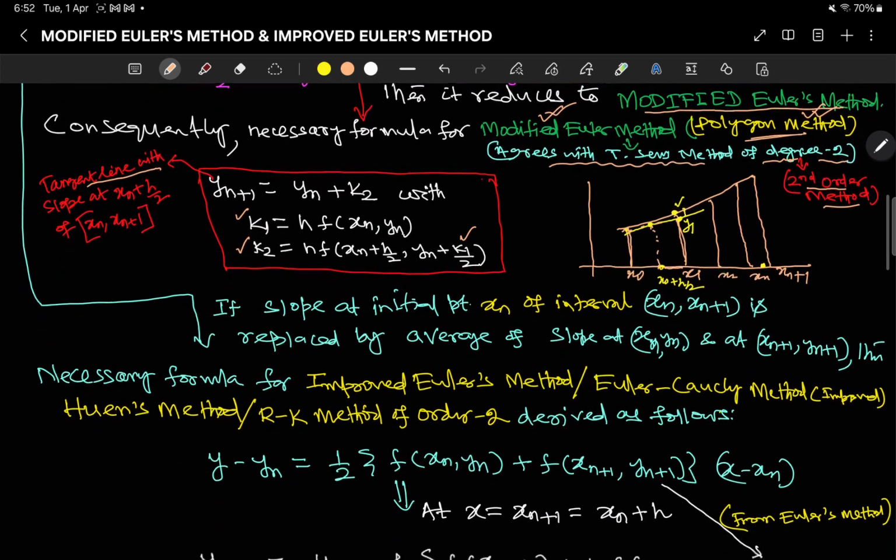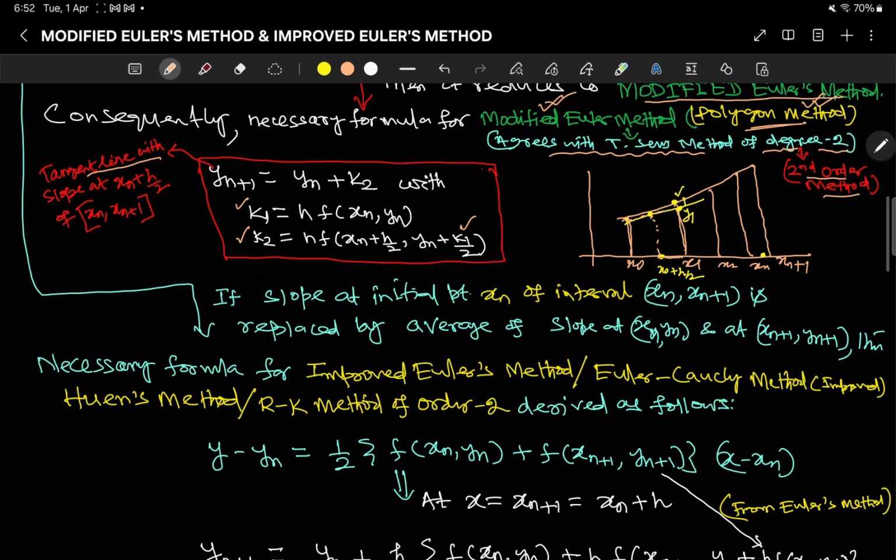So now coming to the next method, the improved Euler method. This improved Euler method is sometimes known as the Euler-Cauchy method, or improved Euler-Cauchy method, or Huygens method, because this method was developed by the mathematician Huygens. It is also called the Runge-Kutta method of order 2, which I will discuss in the subsequent lecture.